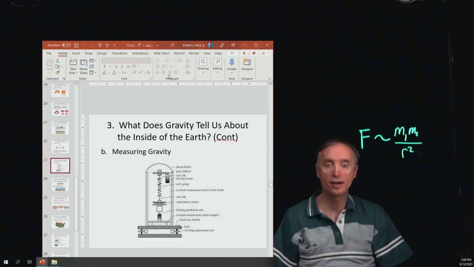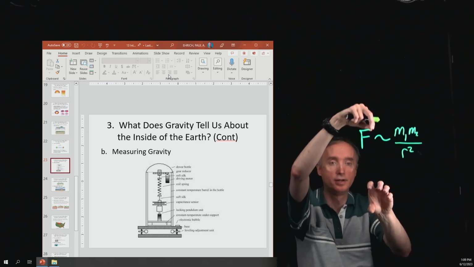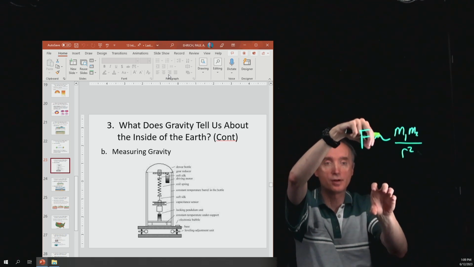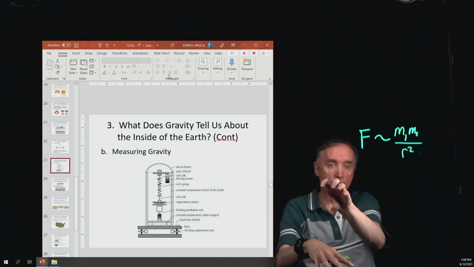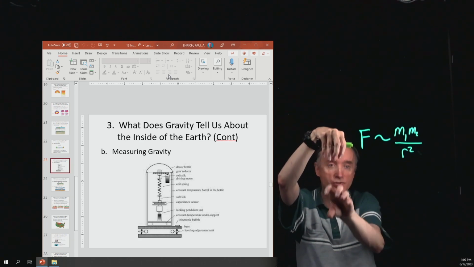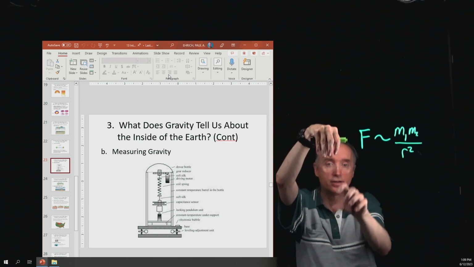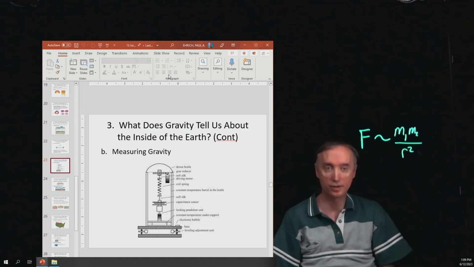How do we measure gravity? The device is going to be called a gravitometer. All it is is a mass attached to a spring, and when you go over something massive, the mass of the object down here is going to exert a gravitational force on this mass here, and it's going to stretch the spring. Then you can attach a pen to the spring, and it will tell you how strong that force is. So a gravitometer measures gravity.